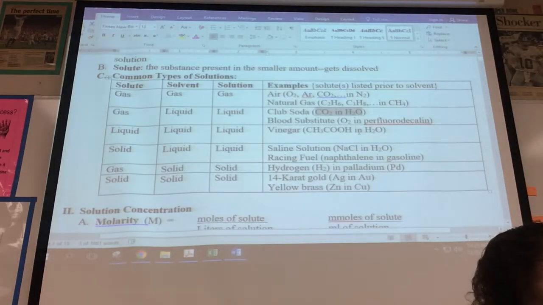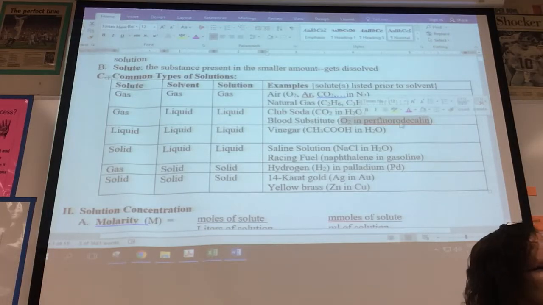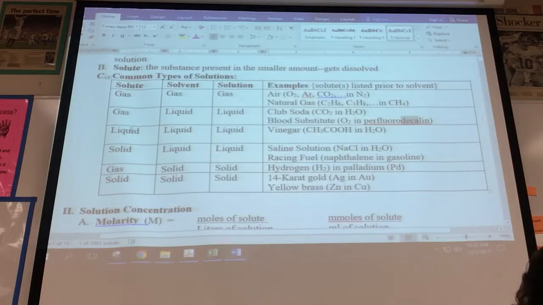It's disgusting. Blood substitutes, for example, oxygen dissolved in the liquid perfluorodecalin. I'm guessing this has 10 carbons. Kind of wonder what this looks like. We'll take a look at that afterward.